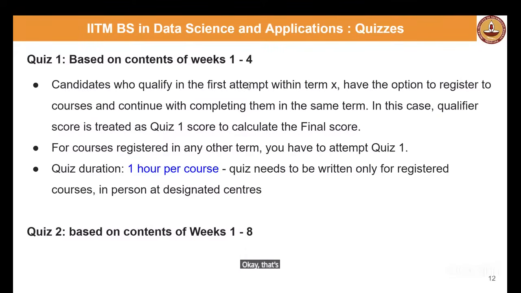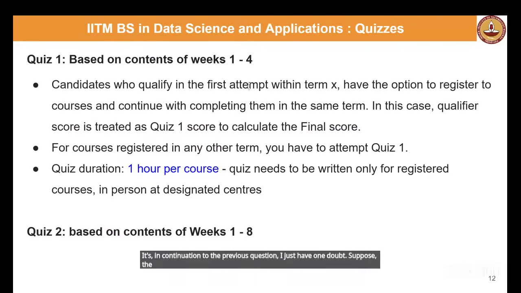Next is Kartika. Hello, I hope I'm audible to you. It's in continuation to the previous question. I just have one doubt. Do we have any cutoff marks for the quiz? Do we need to gain any cutoff marks in quiz 1 and quiz 2 to appear in the interim?